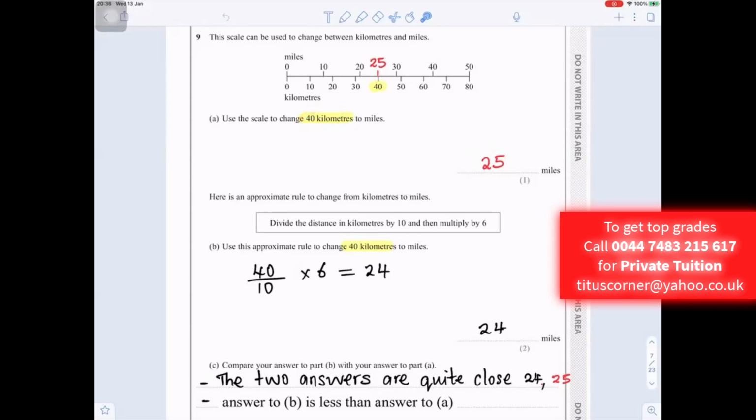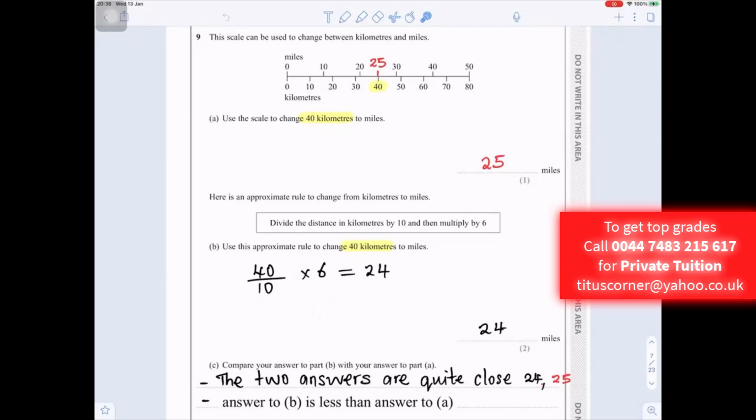Here is an approximate rule to change from kilometers to miles. Divide the distance in kilometers by 10 and then multiply by 6. Use this approximation to change 40 kilometers to miles. So you divide the distance by 10, so 40 divided by 10, and then multiply by 6. It becomes 40 divided by 10 times 6, which will give you 24.